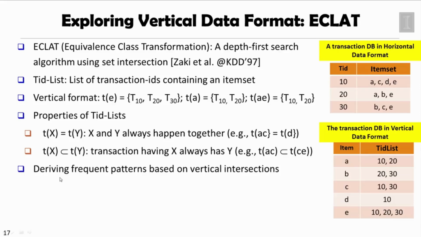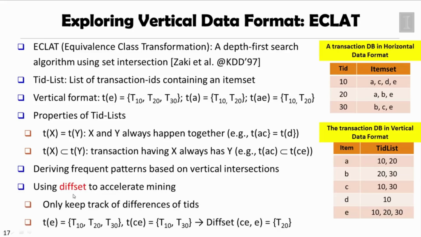So you probably can see if we try to derive frequent patterns based on this vertical intersection, we just need to see the size of these transaction lists. But there's one interesting method called diffset to accelerate the mining. The reason is when you get a very large number of transactions, each item may be associated with a very long TID list. Then their intersection, like this E and the CE, could be large, but their difference could be small.